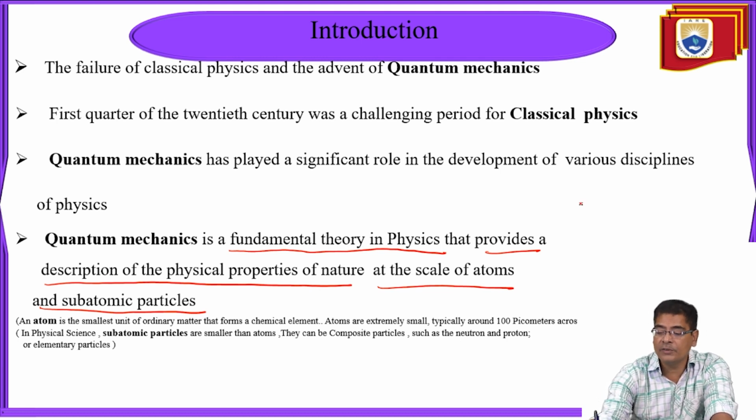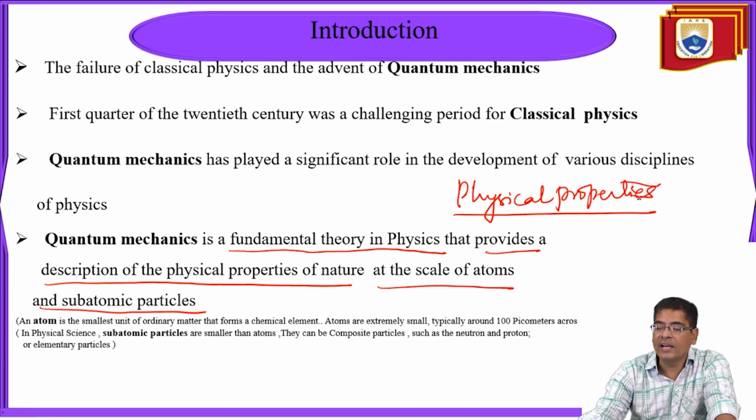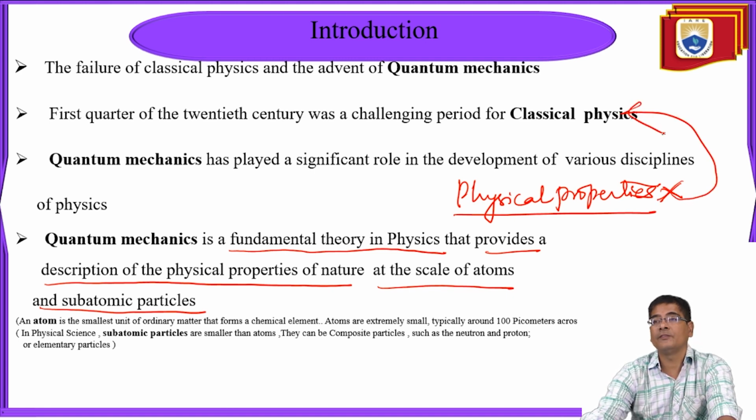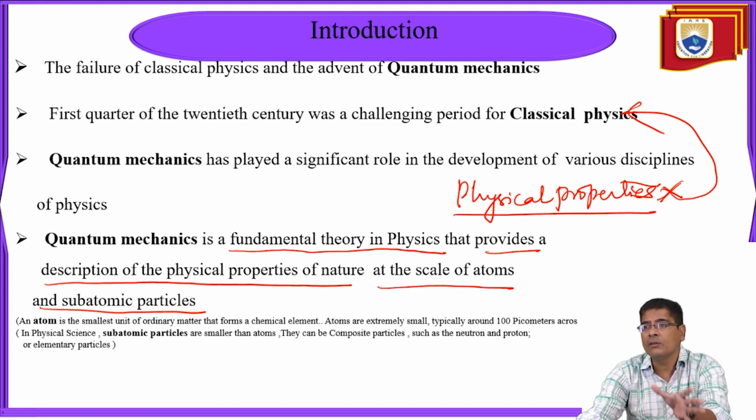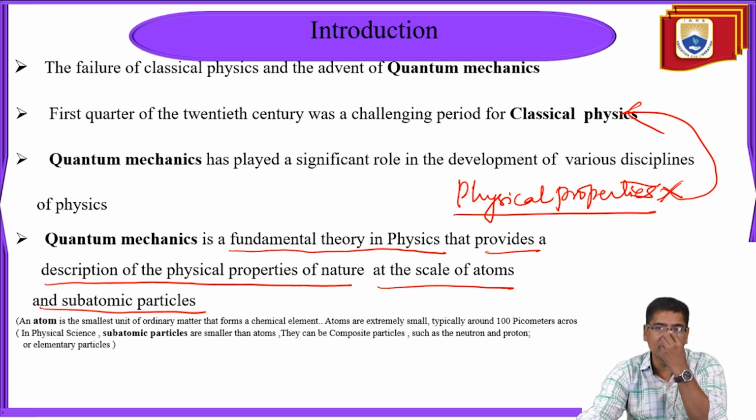So what are the physical properties of nature that we will discuss? Because while we explain the physical properties, these physical properties were unsuccessfully explained by whom? By classical physics. Right. So classical physics was unsuccessful in explaining some physical properties. Not only some physical properties, it was unable to explain certain basic parameters. Right. So we will see what they are at the atomic scale.